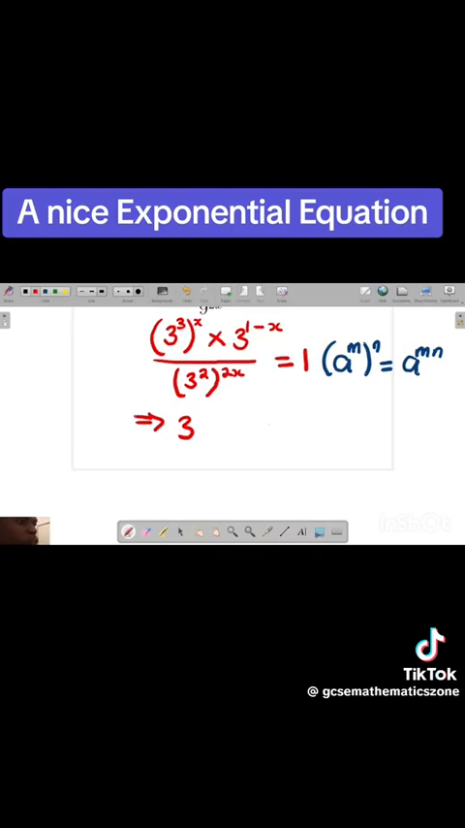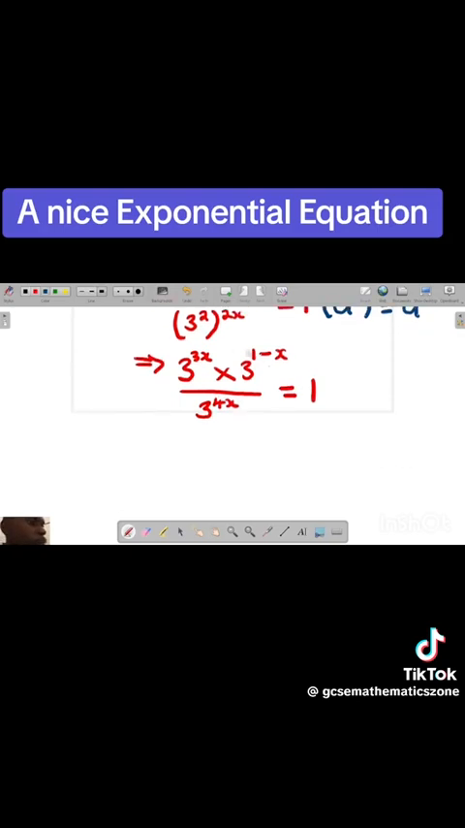So we are going to have 3 to the power 3 times x, which is 3x, times 3 to the power 1 minus x, then over 3 to the power 2 times 2x, which is 4x, to the power 4x, is equal to 1.